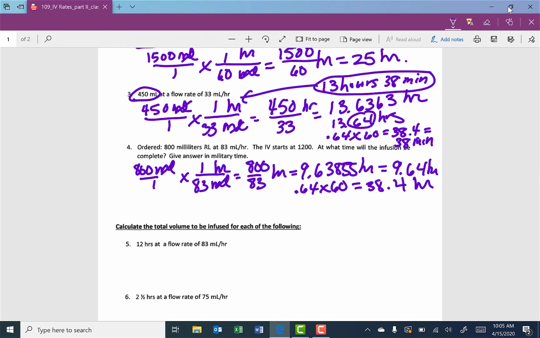So that's our minutes. So we have 9 hours and 38 minutes. How would we write that in military time? Well, if the IV started at 1200, so we're going to go with what?